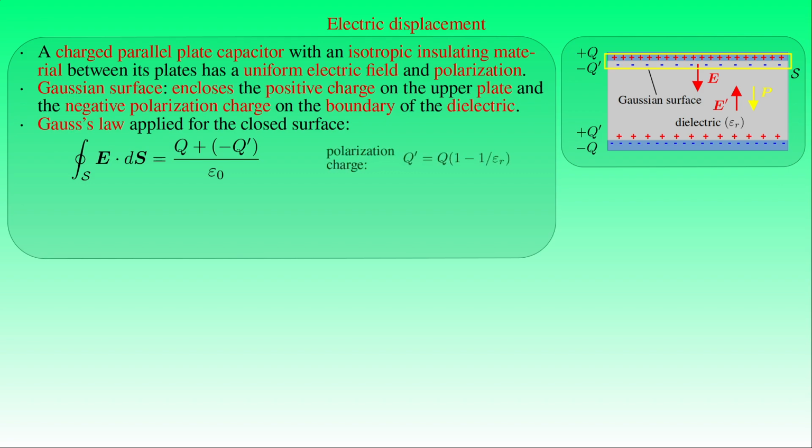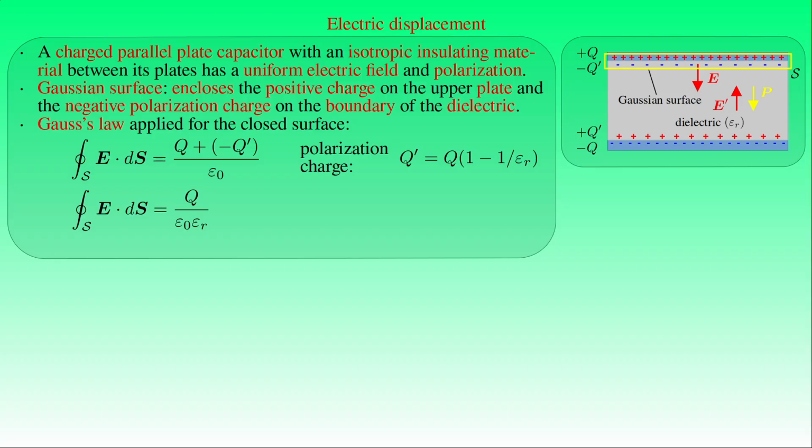We already described the polarization charges plus and minus Q' by the product of the charge Q and 1 minus 1 over the relative permittivity epsilon r of the dielectric. If we substitute this expression in the right-hand side of the equation, then the latter can be written as Q over epsilon naught times epsilon r.